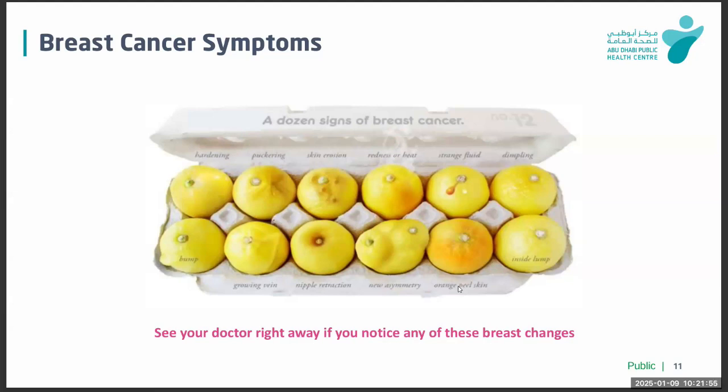Then orange peel skin is another presentation. We call it Paget's disease, in which the breast vessels or lymphatics get engorged, and the skin tends to turn yellow or orange. And a very subtle form of breast cancer is also a lump that is not usually visible on the breast, but if you palpate deeply, then you can find it.